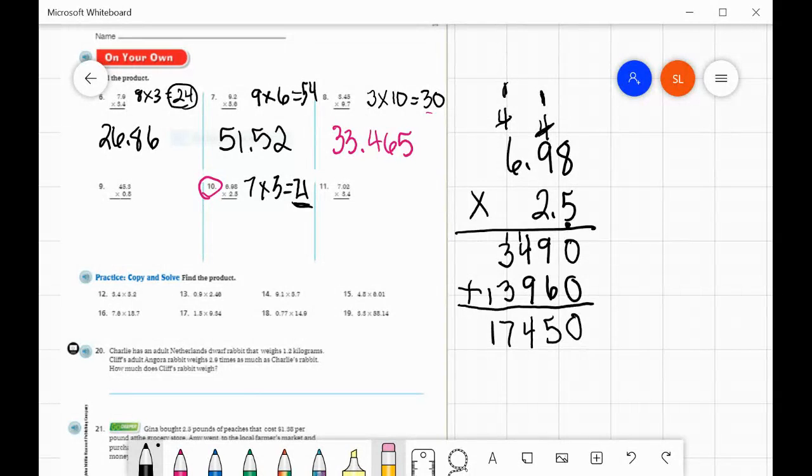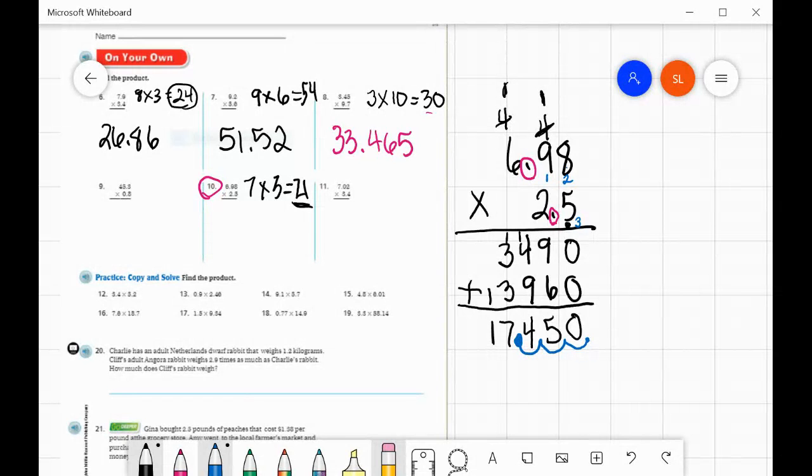All right, so obviously 17,450 is way off. So we're going to take a look at our decimals. We have a decimal here, and we have a decimal here. I'm going to count the digits behind them. I have 1 digit, 2 digits, and then behind this decimal, I have a 3rd digit. So 1, 2, 3.